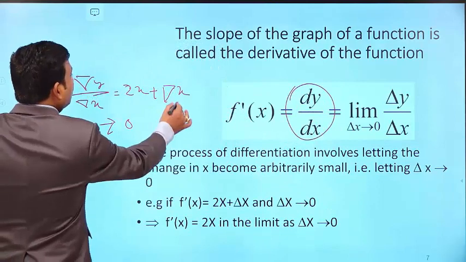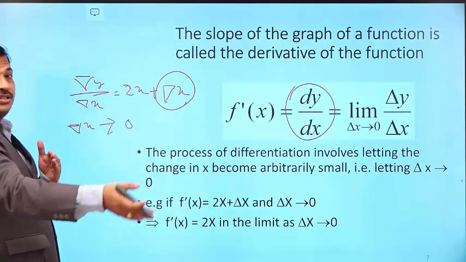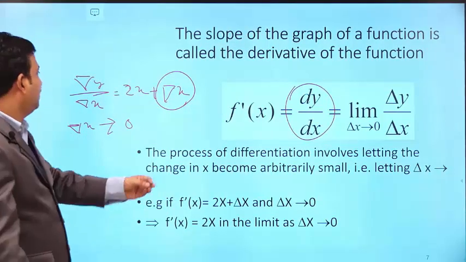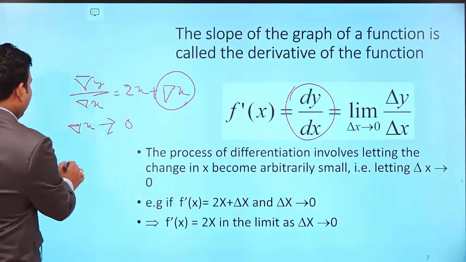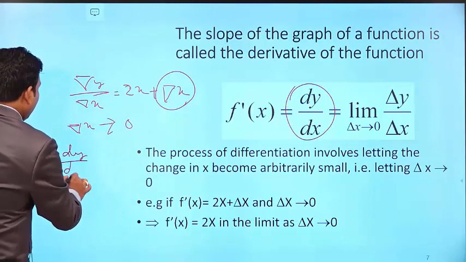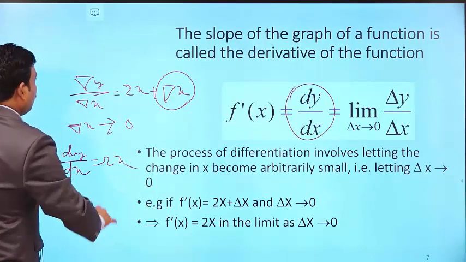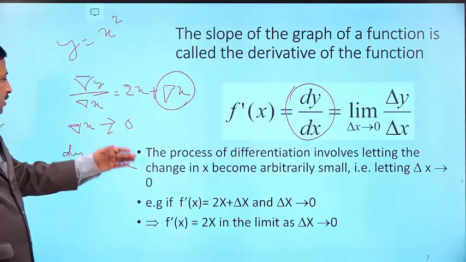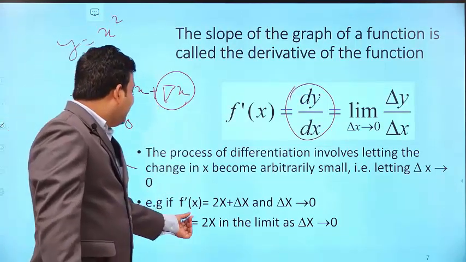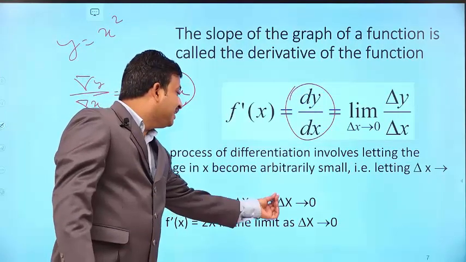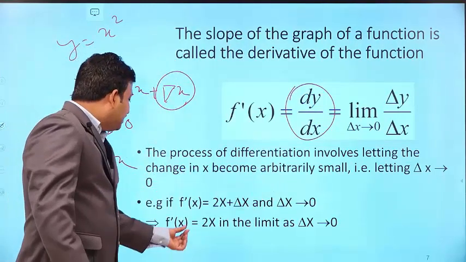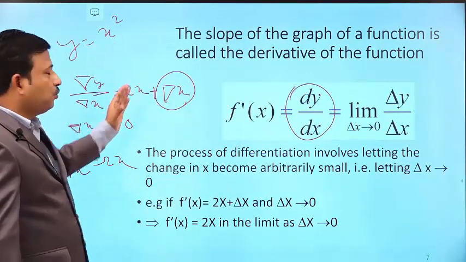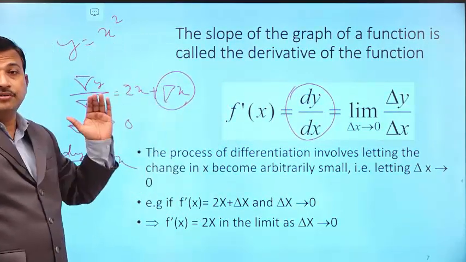So when this del x approaches 0, it means it is very small, as small as possible. Then dy by dx will be equal to 2x. What is your function? Y is equal to x square. Is it clear? So how have you derived it? F dash x is nothing but 2x plus del x, and since del x tends to 0, f dash is equal to 2x in the limit as del x tends to 0. This is what we have derived. This is nothing but your differentiation.